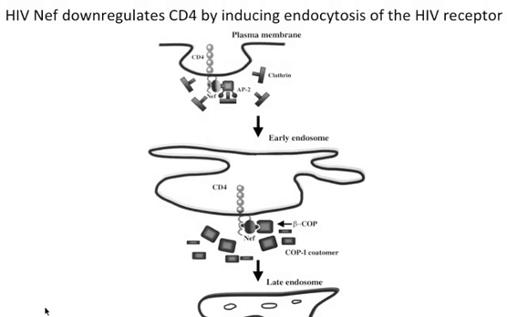So HIV Nef downregulates CD4. It also downregulates MHC class 1 and a whole bunch of other immune proteins. But with CD4, it induces endocytosis by acting as an adapter for clathrin. Brilliant, right? It binds to CD4, brings in clathrin, just like adaptin, and induces endocytosis and degradation of CD4. Pretty cool. Way to shut down the immune system, huh?